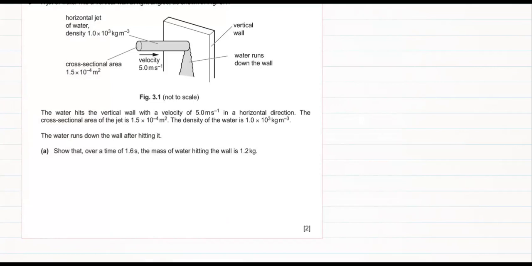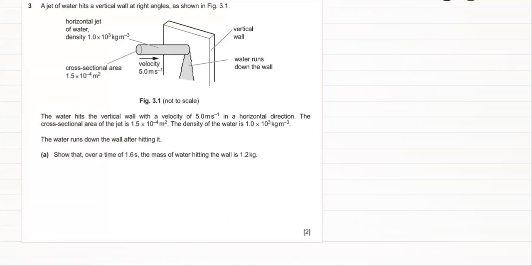Now the first question looks like a very difficult type of question. The diagram is very complex. Water hits the vertical wall at right angles with a velocity in the horizontal direction. The jet is this, that is water. So over time the mass of water hitting the wall is 1.